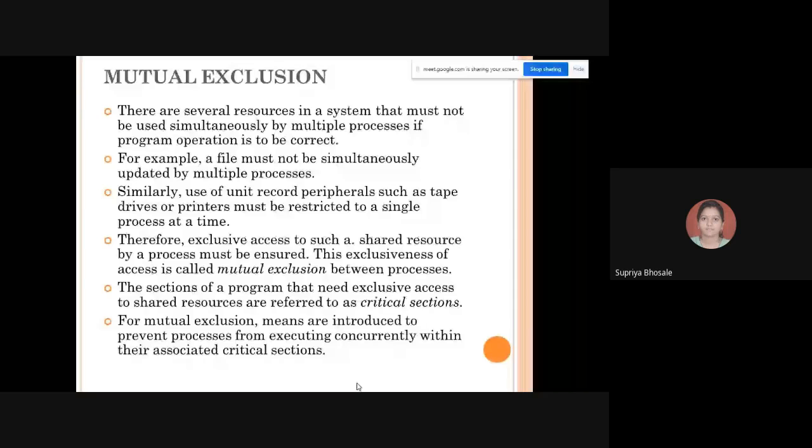Therefore, exclusive access to such shared resources by a process must be ensured. This exclusiveness of the access is called mutual exclusion between the processes. The section of a program that needs exclusive access to the shared resources is referred to as the critical section. So for this, mutual exclusion means are introduced to prevent processes from executing concurrently within their associated critical sections.